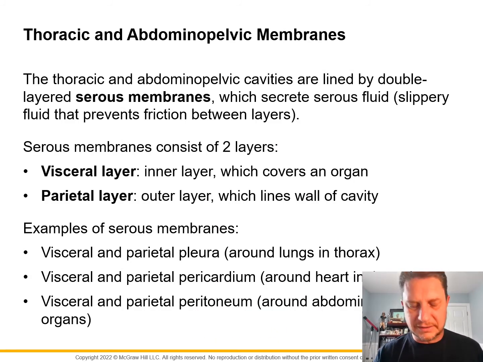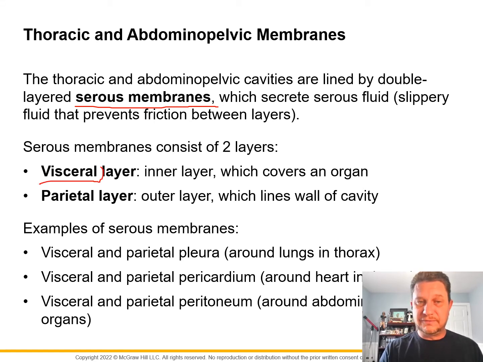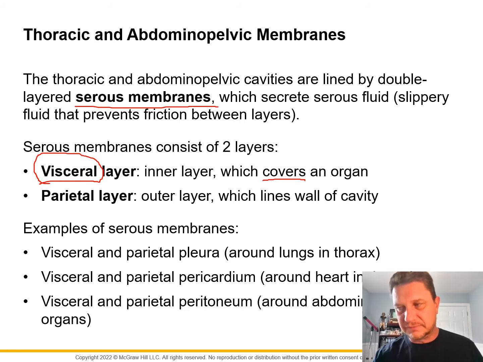This is where I wanted to talk about with these membranes. All right, so these membranes that we're looking at that are surrounding our viscera are called serous membranes, and there are 2 layers for each of them. The first layer is called visceral, right? This is the layer that covers the organ. This is the layer that is basically the skin of the organ. It is called visceral because it is on the viscera.